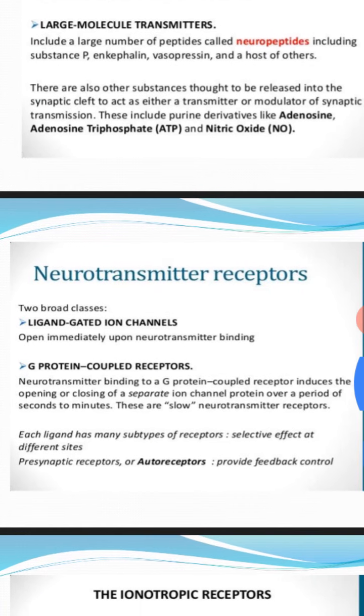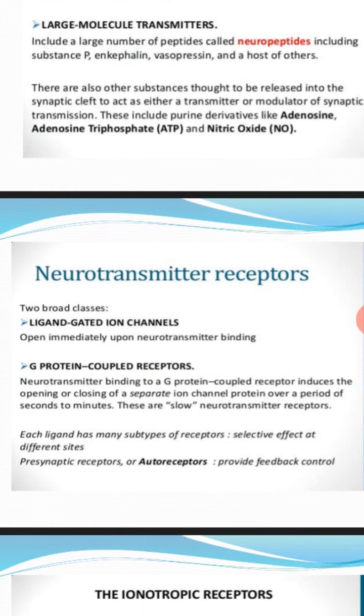So in the case of ligand gated, whenever they receive the neurotransmitter, they open immediately, for a smaller period of time. Each ligand has many subtypes of receptors with selective effects at different sites. Presynaptic receptors are also called autoreceptors and they provide feedback control.